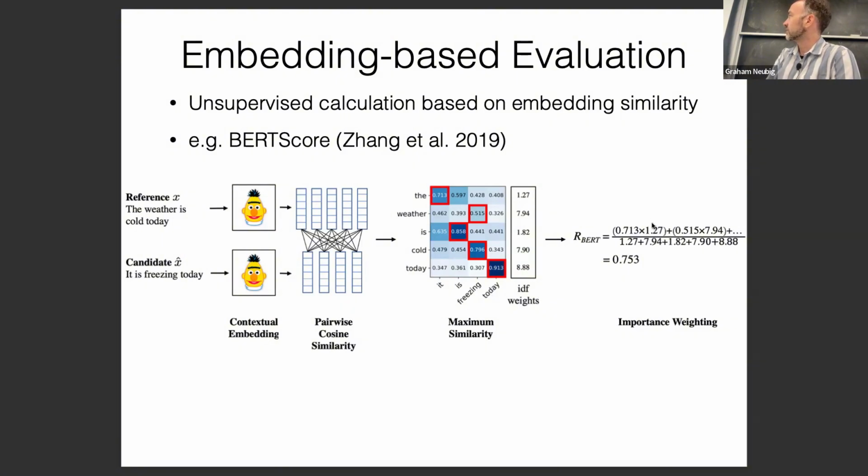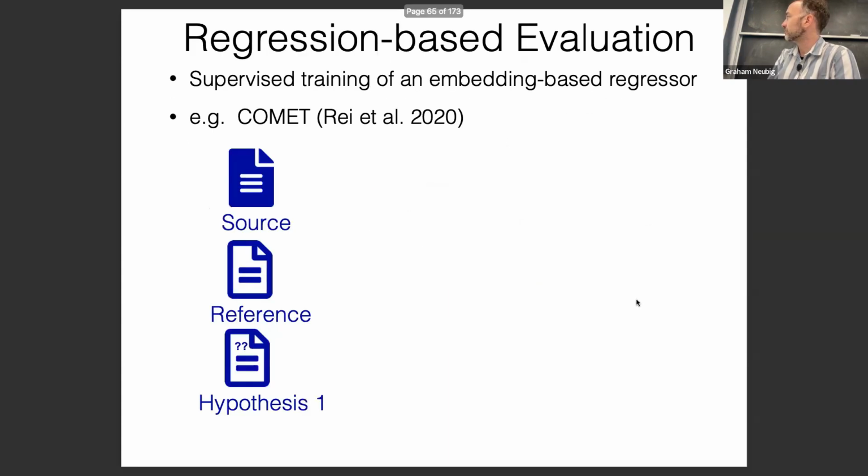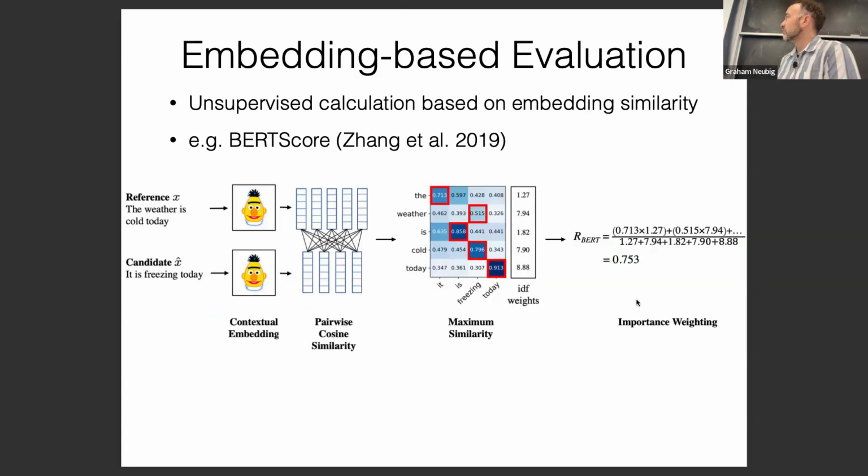After we do this, we do a normalized average of these cosine similarities and we get an output here. So this is a completely unsupervised metric. All you need to have is good embeddings for each of the tokens.